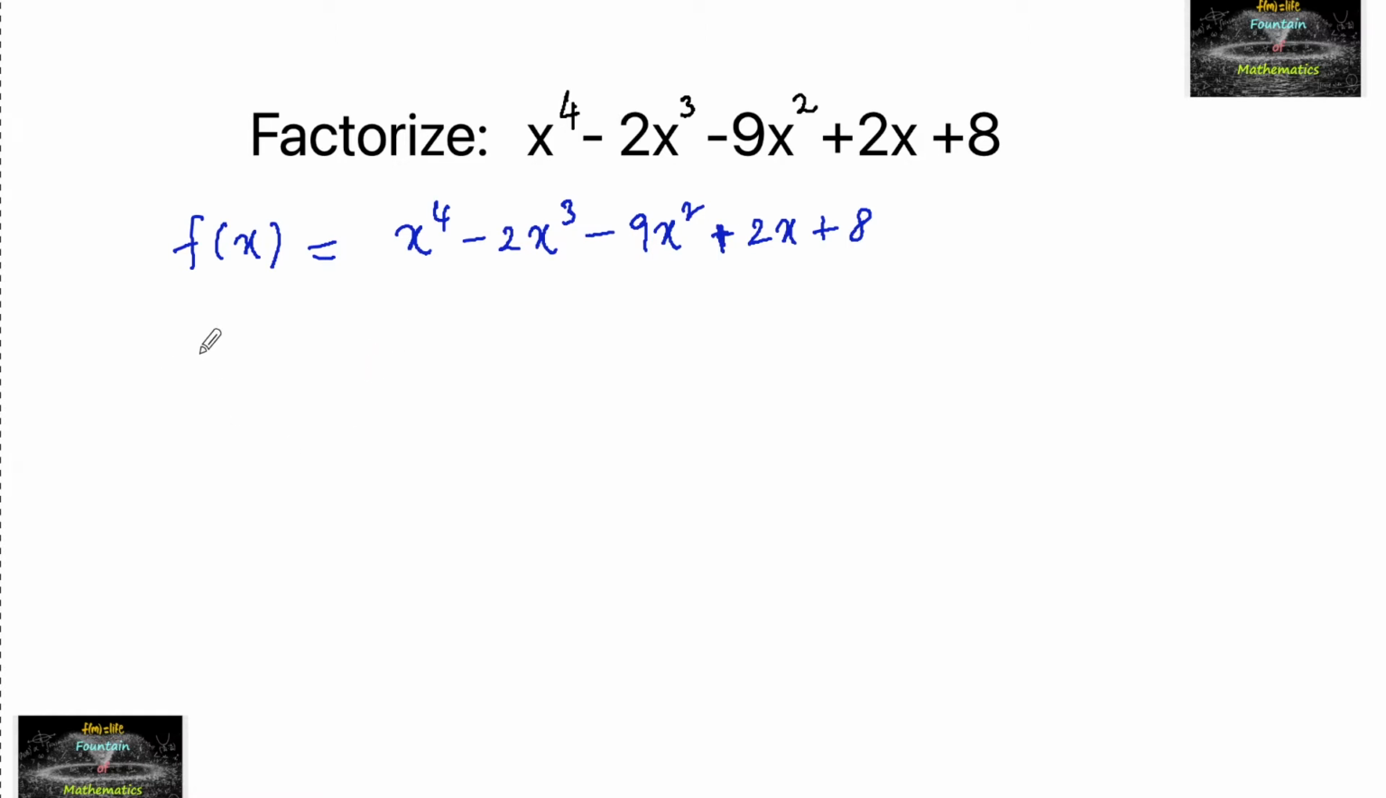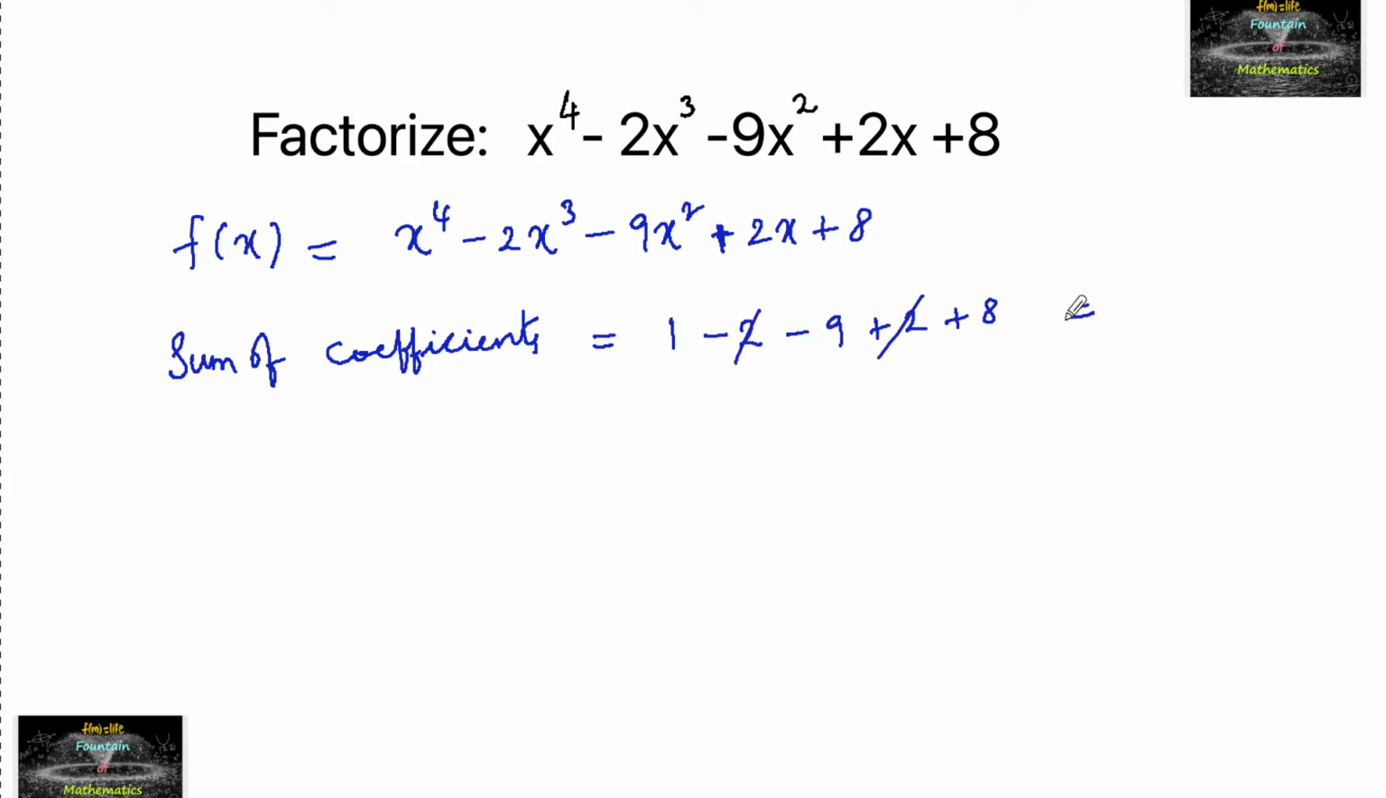The first thing we need to check is the sum of coefficients of the polynomial. The coefficient of x power 4 is 1, the coefficient of x power 3 is minus 2, the coefficient of x square is minus 9, and the coefficient of x is plus 2, and then plus 8. If you find the sum: 1 minus 2 plus 2 minus 9 minus 8 plus 8, we are getting 0. If the sum of the coefficients of a polynomial is 0, then we can say that x minus 1 is a factor.